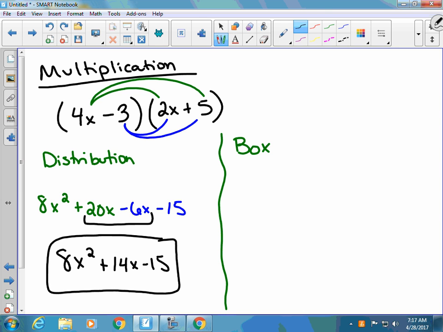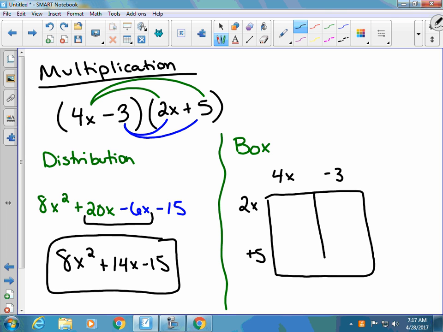Final answer. Now, with the box method, what you're doing is you are creating a box or a row or column for each term. So we've got 4x minus 3 on the top, and then we've got 2x plus 5 that will go vertically. So the 4x gets its own row or own column, negative 3 gets its own column, 2x gets its own row, positive 5 gets its own row. So if you had 3 terms, you just extended the box, which is fine. So 4x, this is really 4x times 2x, which would give you that 8x squared.